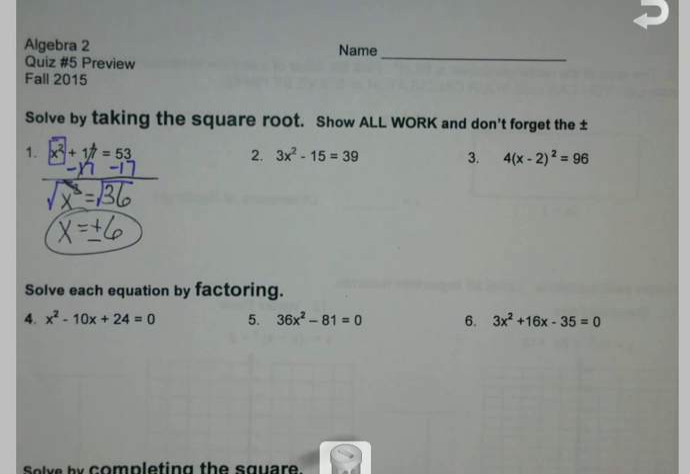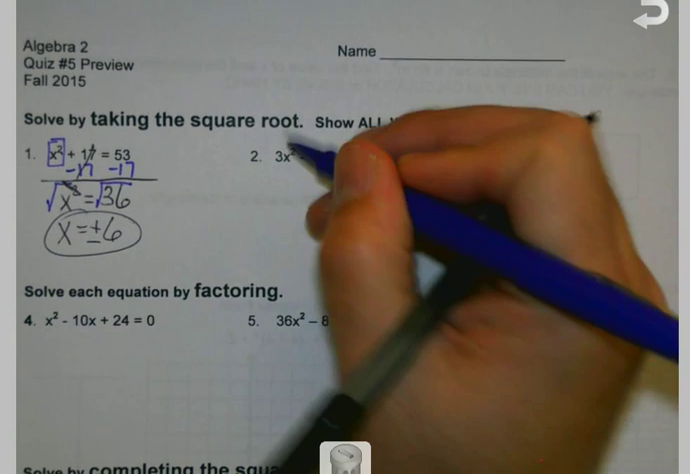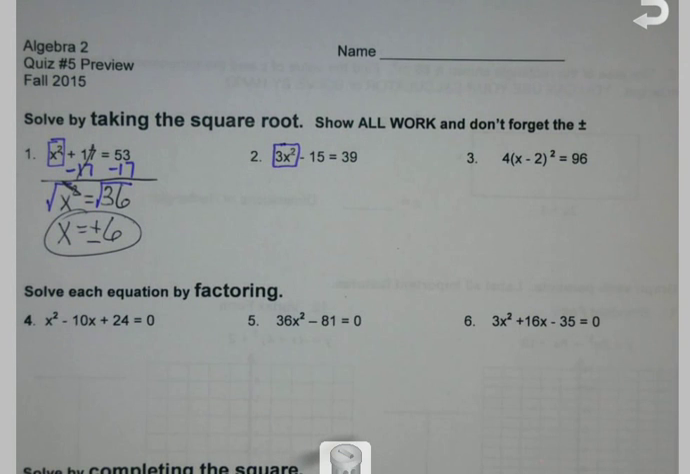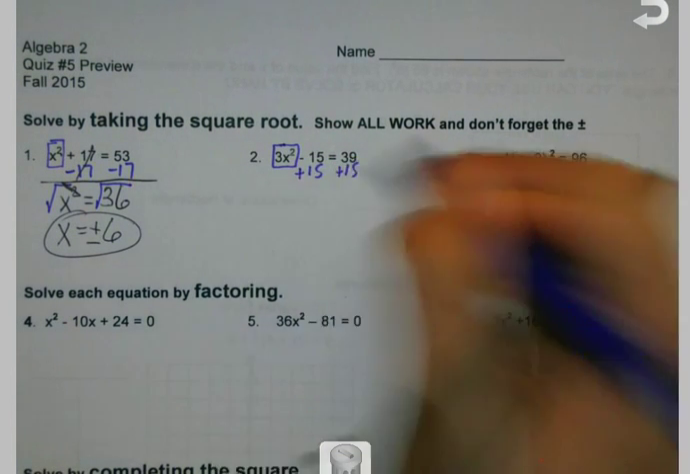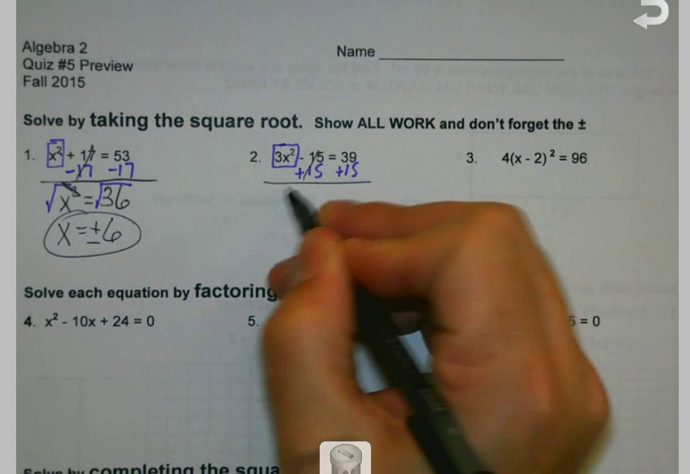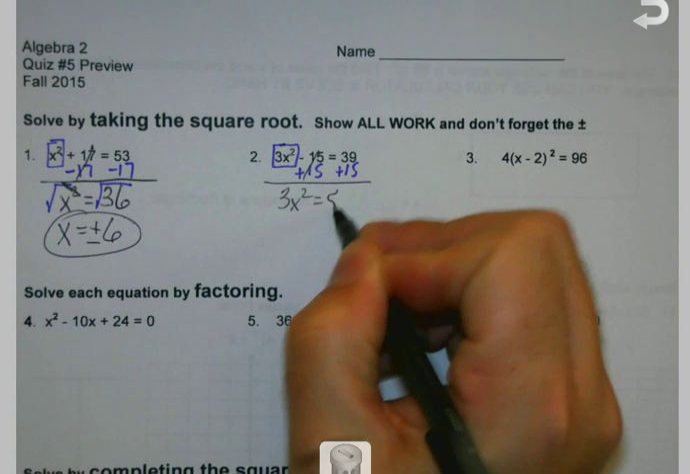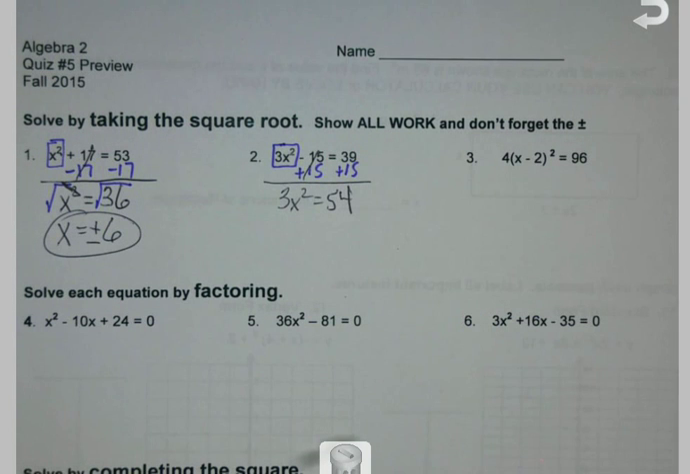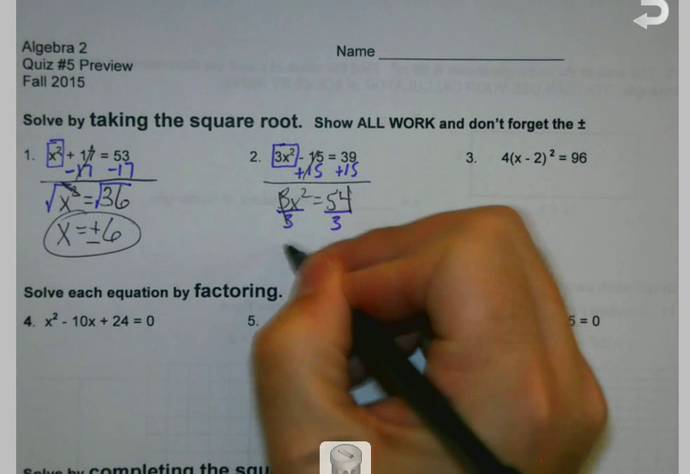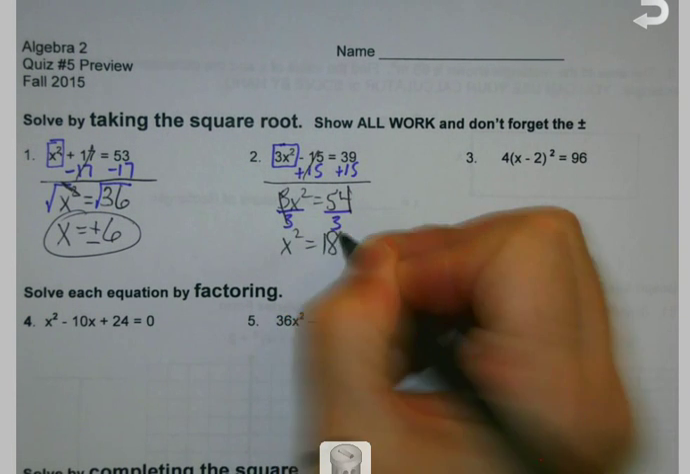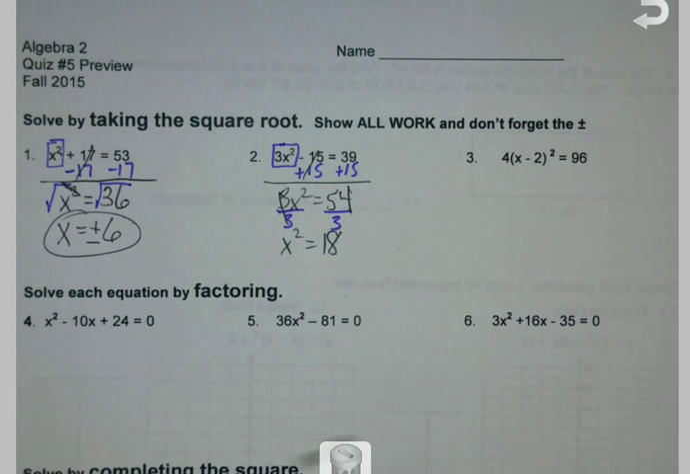Now number 2 gets a little bigger, because now I still want to isolate my x squared term. So I start similarly to how I started the last one. But this time I can't take the square root when it comes to step 2. I'm not quite ready for it yet. What do I still need to do to get x squared by itself? Divide by 3. Great. So we get that set up. Now I'm down to just x squared, so I can do my square root.